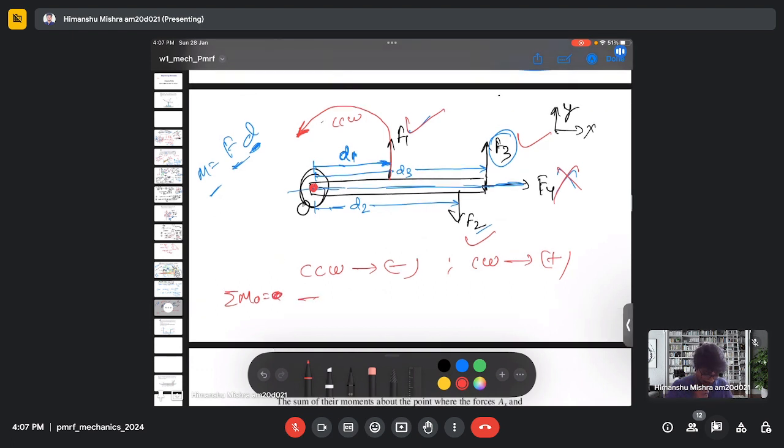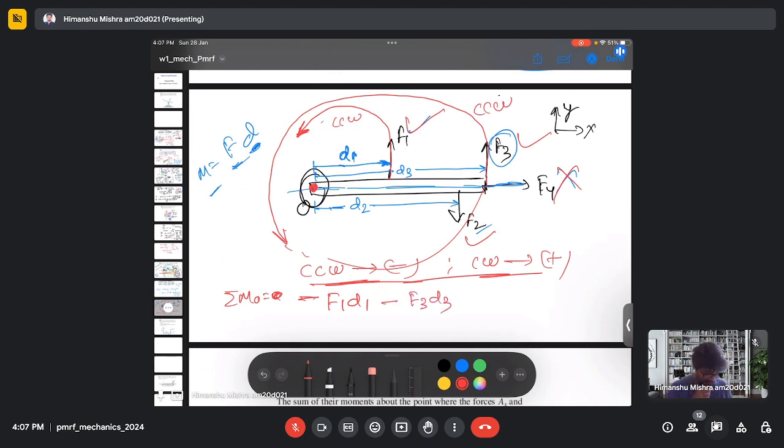You will have a minus sign because you decided that counterclockwise should be the negative direction. So you have minus F1 D1. You can do the same with F3. If you want to visualize the movement of F3 about O, it will do this movement about O and come back to here. So again, this is counterclockwise, so you will write minus F3 D3.